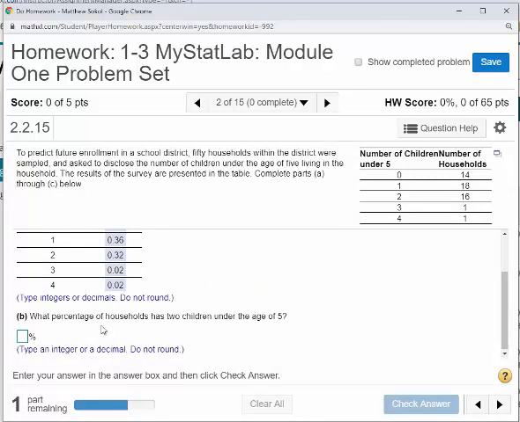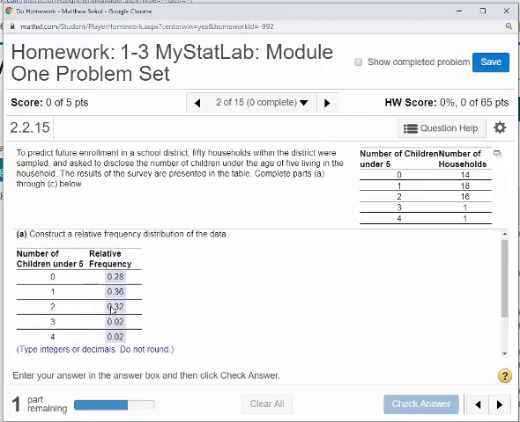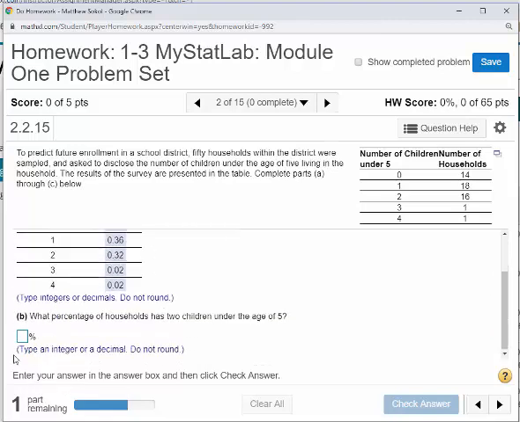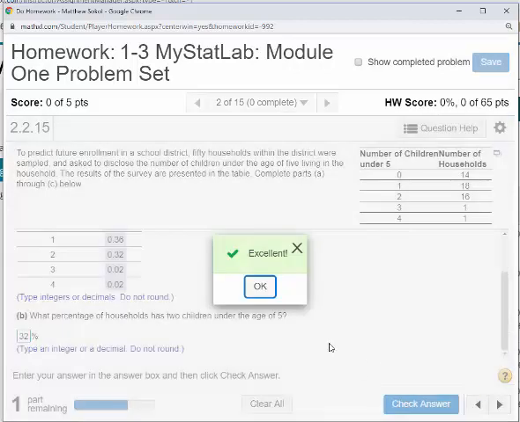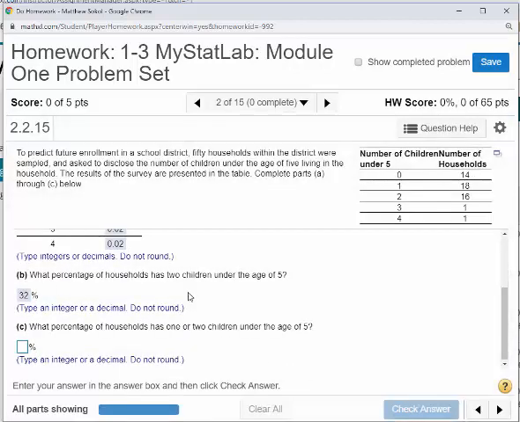Next, what percentage of households has 2 children under the age of 5? Well, for 2 children under the age of 5, the relative frequency is 0.32. We're going to change that to a percentage here, and we got it.